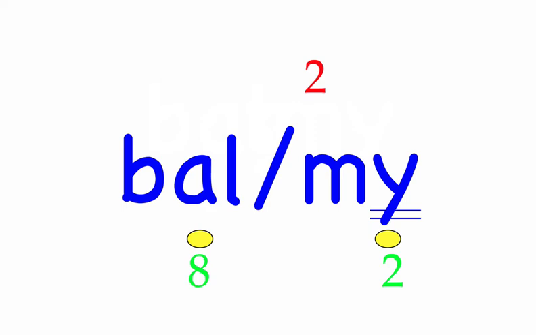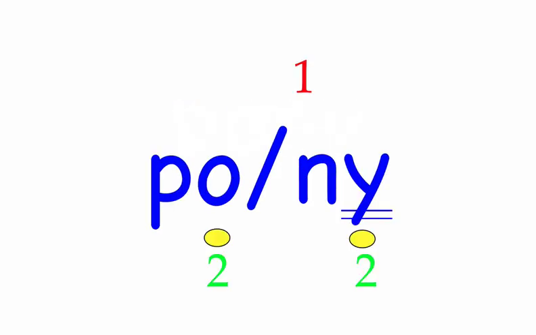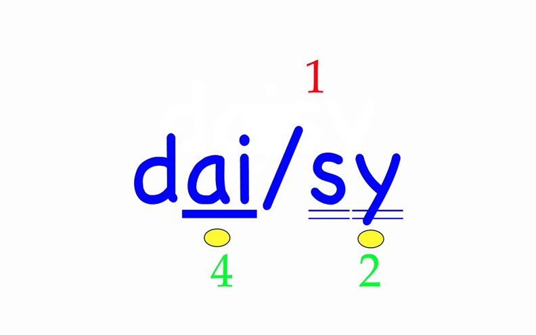Pony. Let's go for a pony ride. Po, 2 sounds: P, O. Knee, 2 sounds: N, E. Pony. Mark the word. Row 9, daisy. The daisy bloomed in the meadow. Day, 2 sounds: D, A. Zee, 2 sounds: Z, E. Daisy. Mark the word.